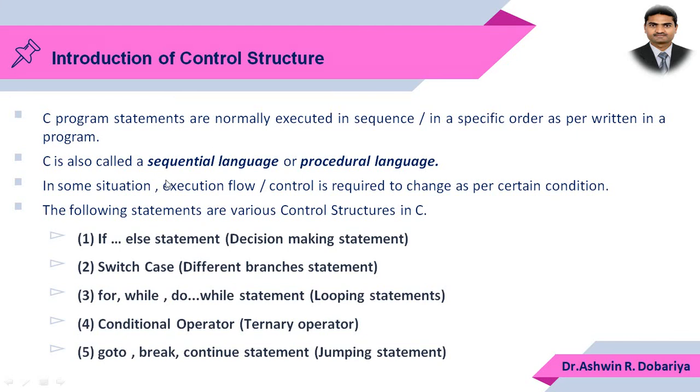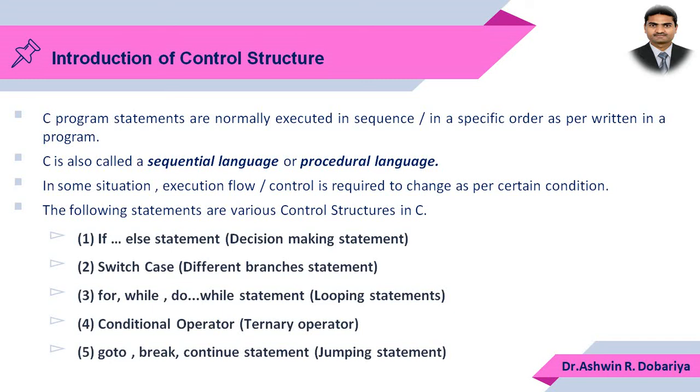Now here in C language there is a concept of control structure. Control structure means generally the C program execution happens from top to bottom. So all the statements are executed one by one, and the control is gradually moved from one statement to another statement, then the next statement. That kind of programming is, you can say, a sequential program. Sequential means the statements are executed step by step. So C program statements are normally executed in a sequence in the specific order as written in the program.